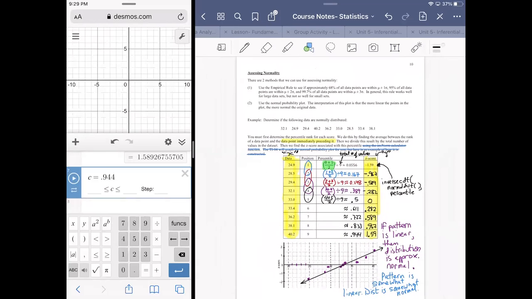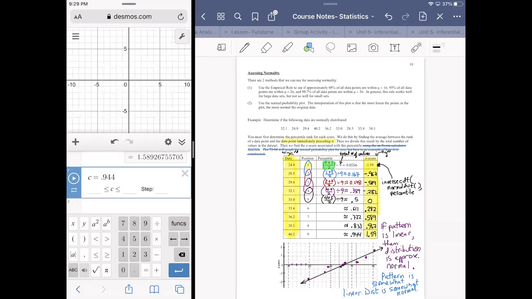When it comes down to determining a normal distribution, you have the two techniques, the empirical rule and the normal probability plot. You could do it either way. Now, based on what we've talked about tonight, I don't think I've done such a hot job of selling you on this technique, because this looks so complicated.